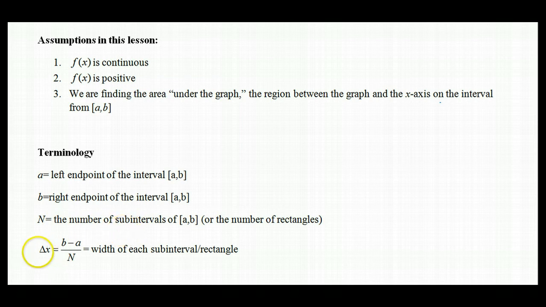And then finally, remember the notation here, delta means change. So the change in x, delta x, equals b minus a over n. We're going to take the right endpoint, subtract the left endpoint from it, and then divide by the total number of rectangles we want. That's going to give us the width of each subinterval, or the width of each rectangle. So we're going to have n rectangles of equal width, and that equal width is going to be represented by delta x. Right now this is all a little bit abstract, and we're going to make this really concrete in the next example.